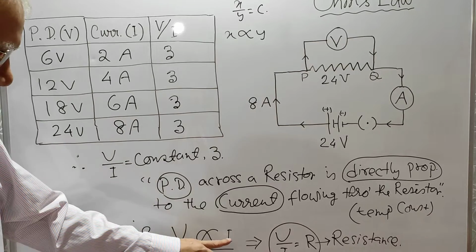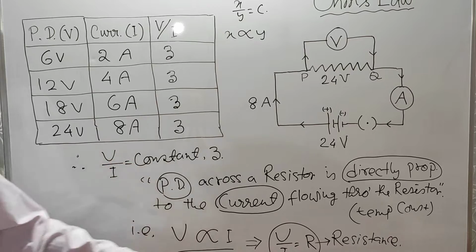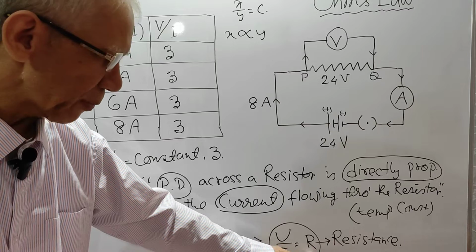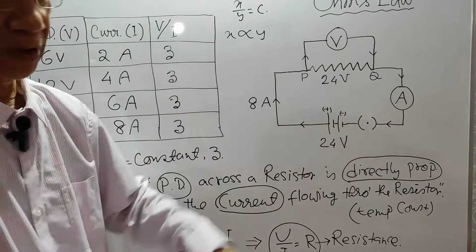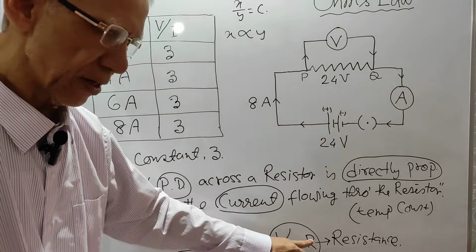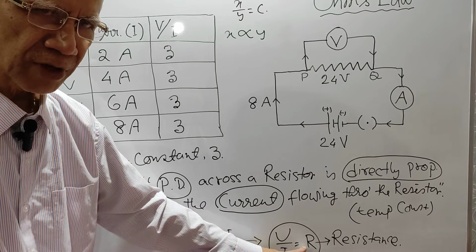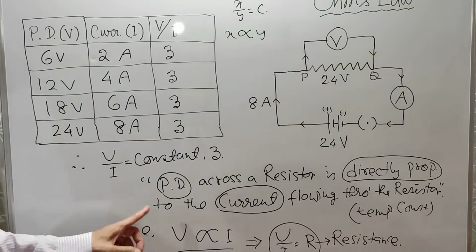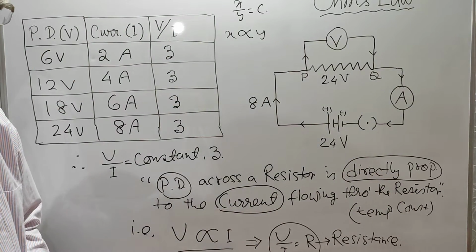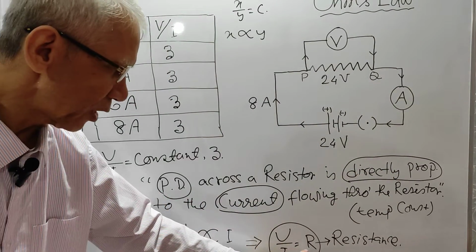So V is proportional to I, V by I is constant. That we have found from the experiment. Now this constant is symbolized by capital R. This capital R indicates the resistance of the resistor. All resistors have a permanent quality, resistance, and that is R. So V by I equal to R. This is the mathematical formula, the formula of Ohm's law. So you see, this is the statement of Ohm's law, and this is the formula of Ohm's law. Again I say, remember, this is the statement of Ohm's law, and this is the formula of Ohm's law.